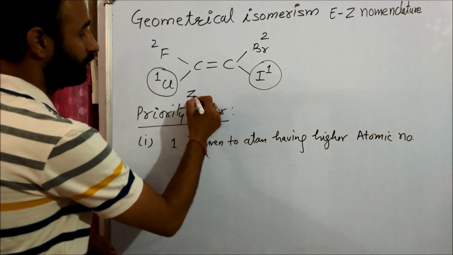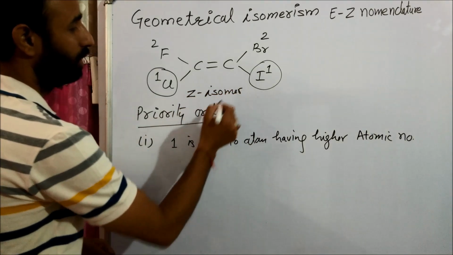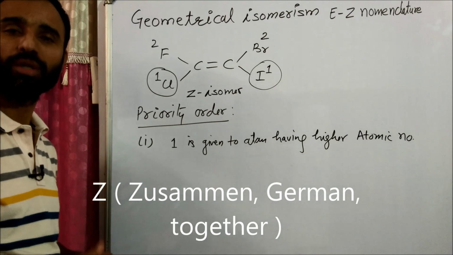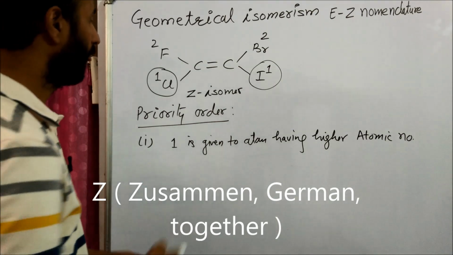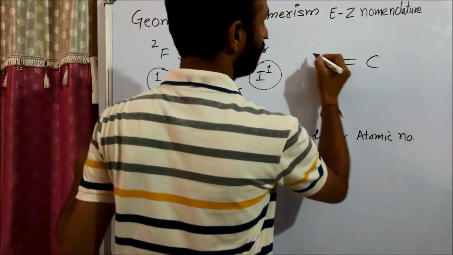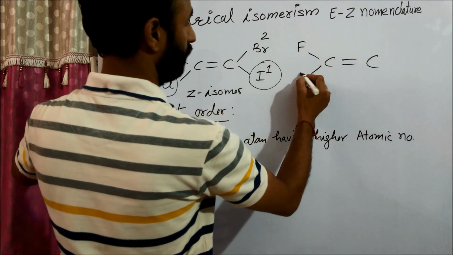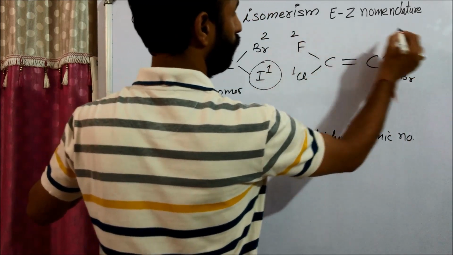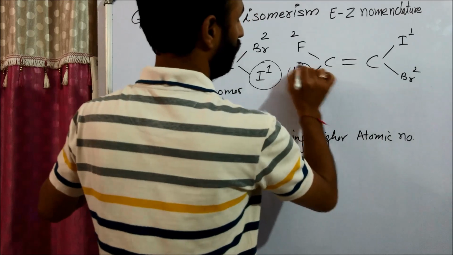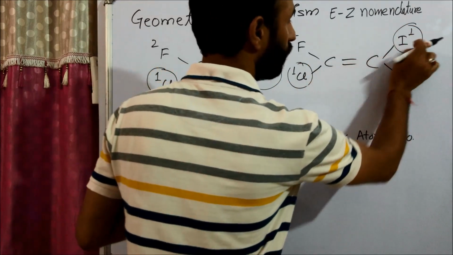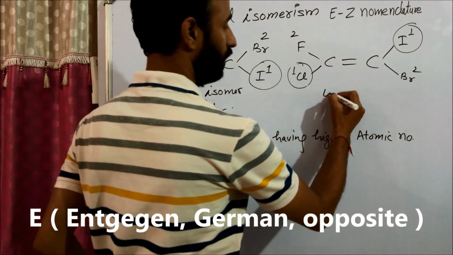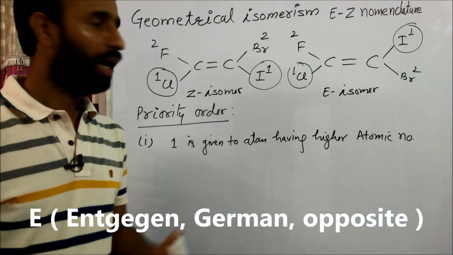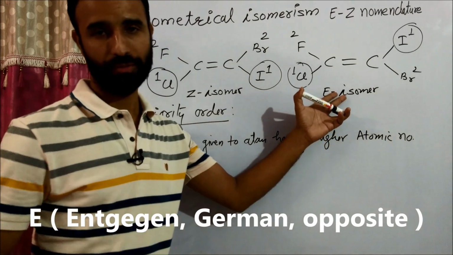That is called Z isomer. Z is zusammen, a German word which means together. And if it is on the opposite side, like fluorine, chlorine, iodine, bromine, now it is 1, 2, 1, 2. Higher priority numbers are on the opposite side of the double bond. This is called E isomer, and E stands for entgegen, which means opposite. Again a German word.